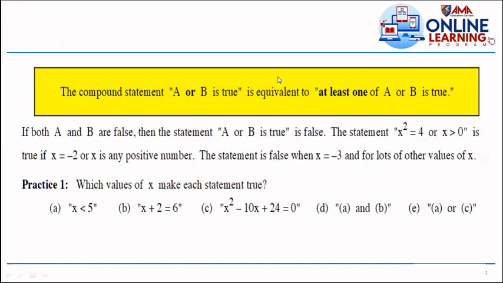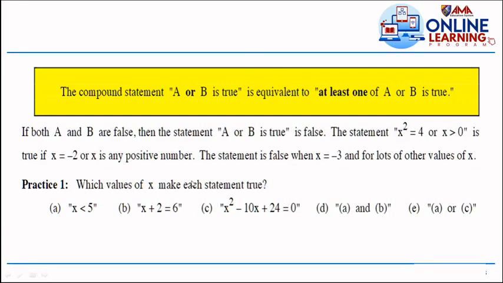Next, we have your OR statement. Okay? It says that if the compound statement A or B is true, is equivalent to at least one of A or B is true. Okay? If both A and B are false, then the statement A or B is true is false. The statement x squared is equal to 4 and x greater than 0 is true if x is equal to negative 2 or x is any positive number. The statement is false when x is equal to negative 3 and for lots of other values of x. Okay?